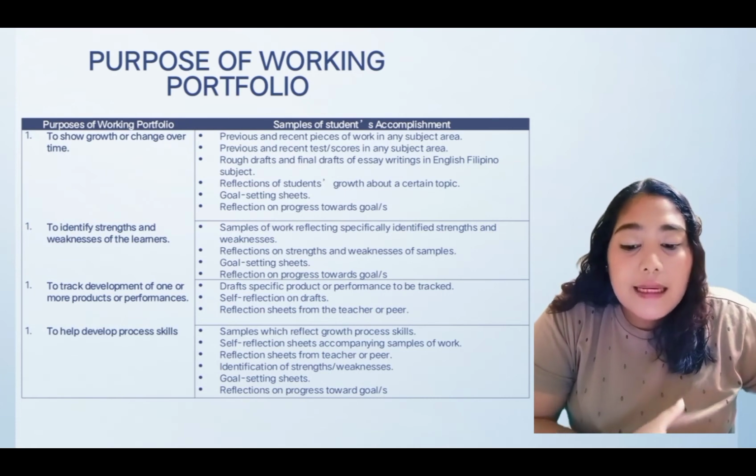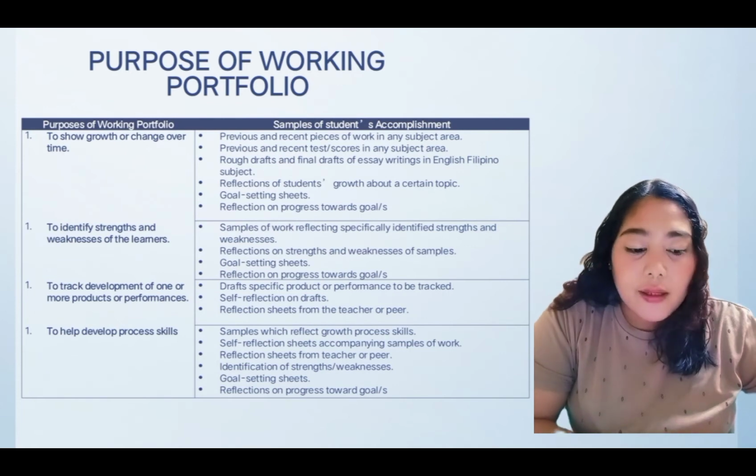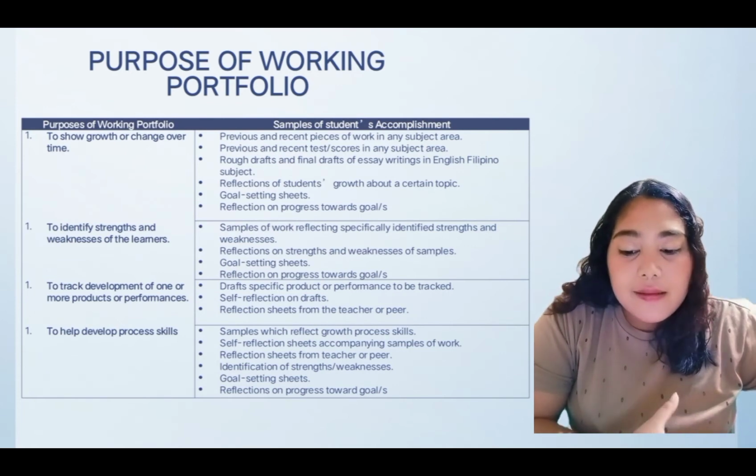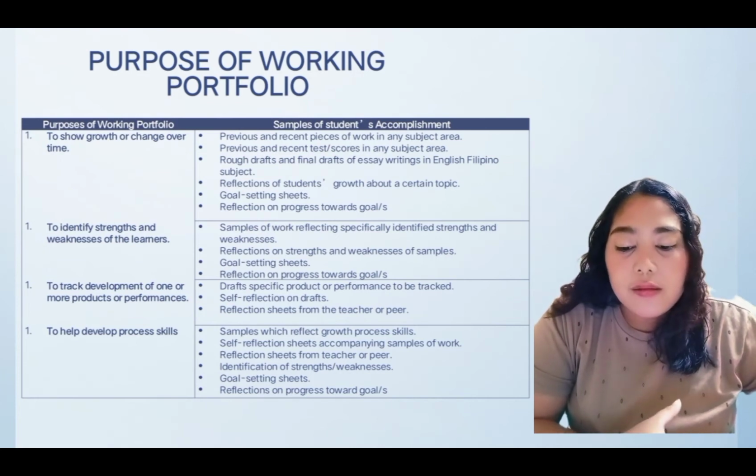So, the key idea is that the working portfolio is a personal archive that compiles not just the best samples and most important experiences or courses, but also various personally significant milestones that illustrate your development.